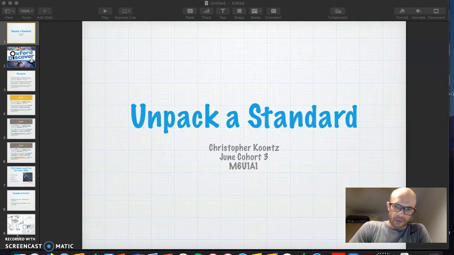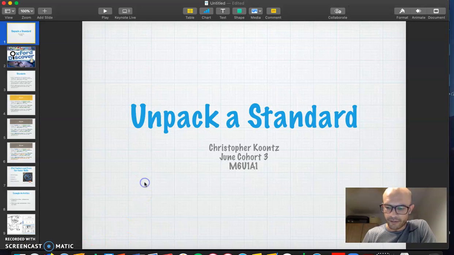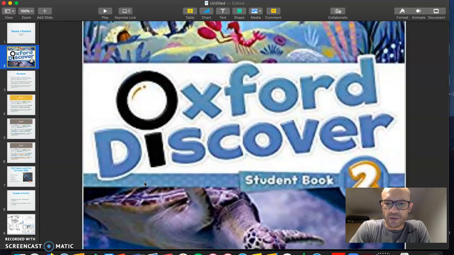This is Module 6, Unit 1, Activity 1. So we're going to unpack a standard for Grade 2. I'm using a book called Oxford Discover, which looks like this. This is the book we use in our class, Grade 2, at the school I work.